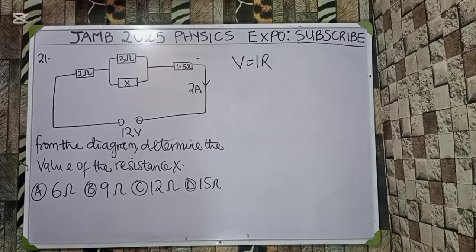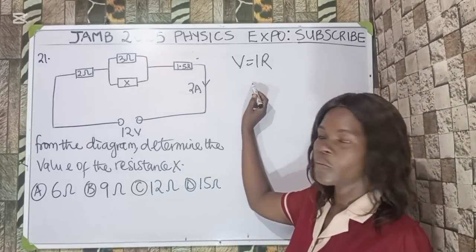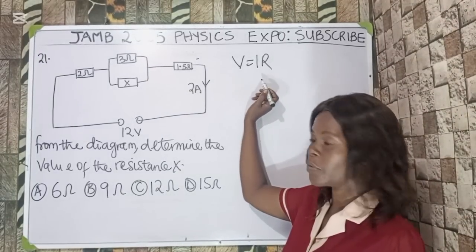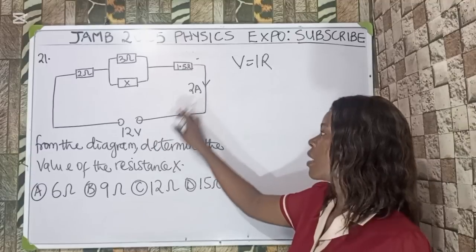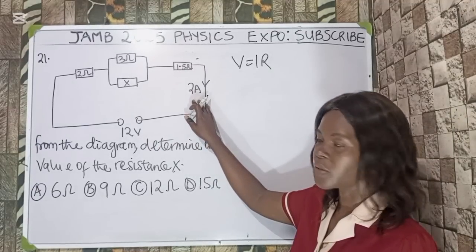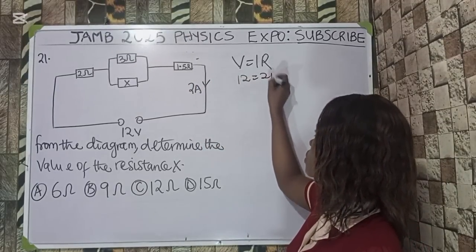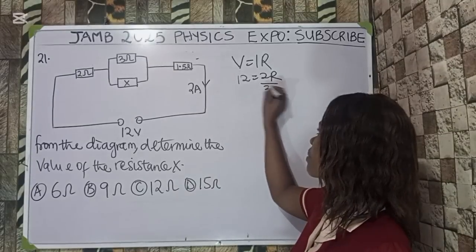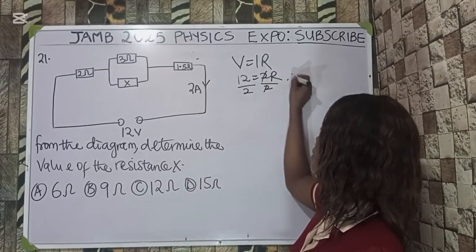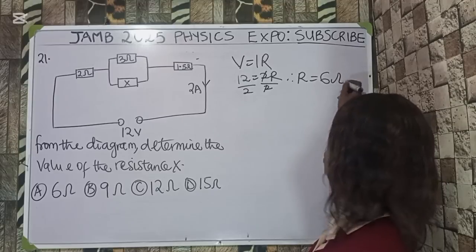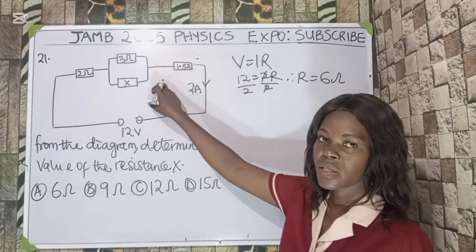Question 21. From the diagram above, determine the value of the resistance X. We have option A, 6 ohms, option B, 9 ohms, option C, 12 ohms, option D, 15 ohms. Now we are going to use Ohm's law, that is V equals IR, to solve this problem. We are given the PD to be 12 and the current as 2. Once we get the resistance, it can help us get the unknown resistance. Now 12 is equal to 2R, right? If I divide both sides by 2, therefore R is equal to 6 ohms. Now this 6 ohms will be equal to these resistors.